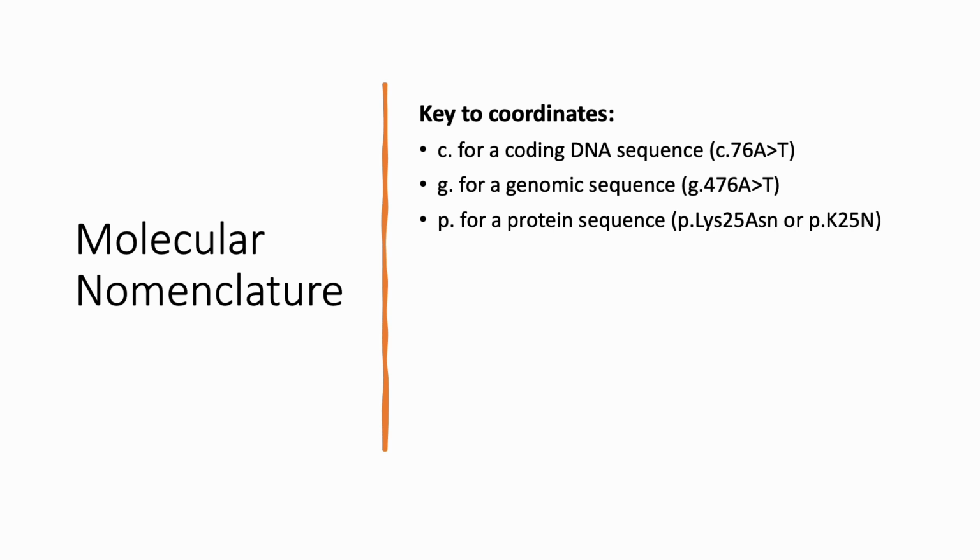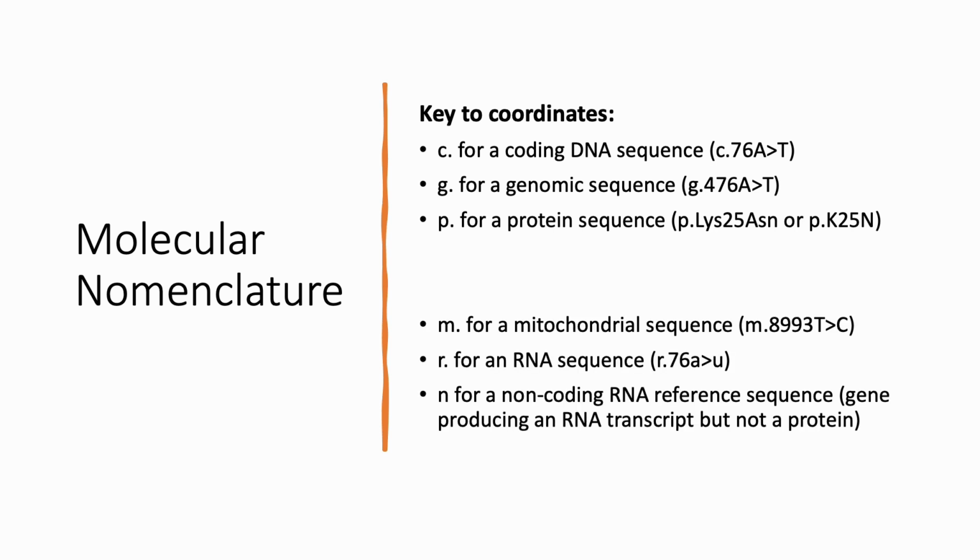Again, some important molecular nomenclature we see is using c. for coding DNA sequences, g. for genomic sequences, p. for protein sequence, and m. for mitochondrial DNA sequences. It's important to note that mitochondria have their own genetic material that is separate from the nuclear genome. Furthermore, we have r., which represents an RNA sequence. Finally, n. is used for a non-coding RNA reference sequence, referring to genes that produce RNA transcripts but don't directly code for proteins. Each type of notation helps pinpoint the exact location and type of mutation in different molecules, allowing for precise identification and analysis during genetic testing.